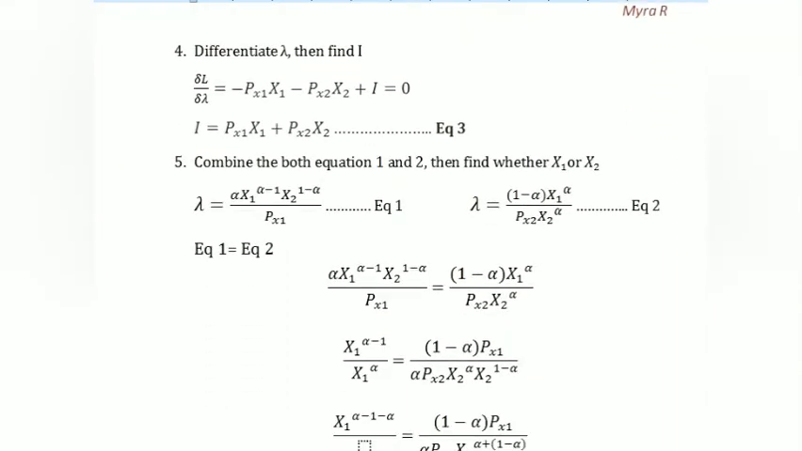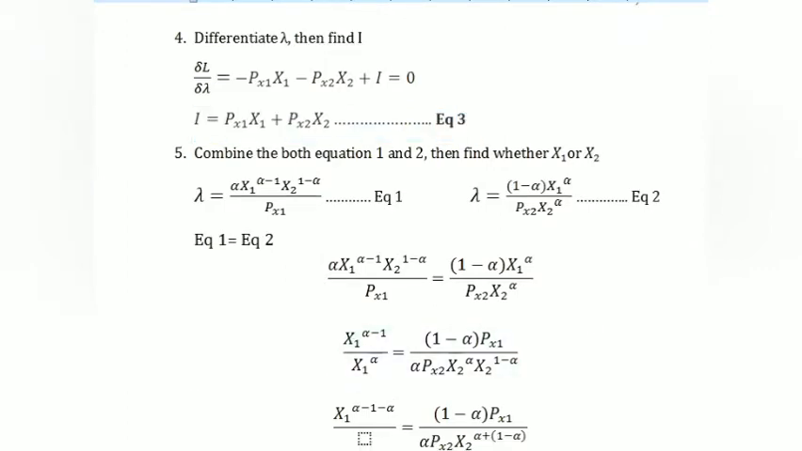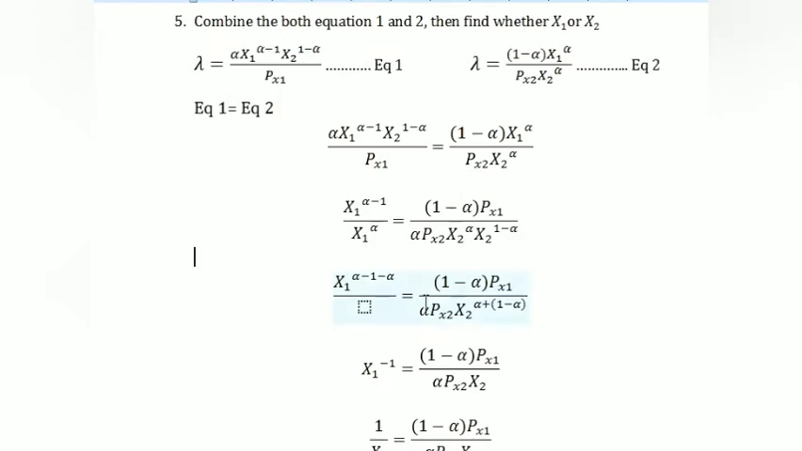The next step, we differentiate with respect to lambda, and then we find I. So we differentiate L over lambda, and then we get negative Px1 x1, negative Px2 x2, and plus I. So we make I the subject, and we get equation 3.